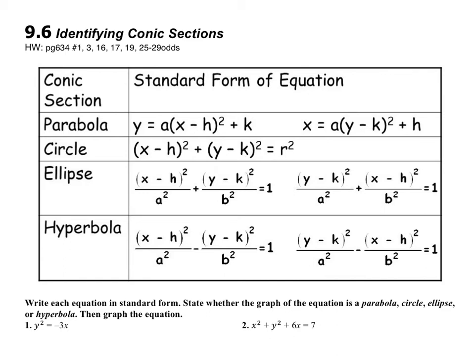9.6 is a combination of 9.2 through 9.5. So in 9.2 we learned about parabolas, and you could see the equation of a parabola. 9.3 was circles, and then we just learned 9.4 and 9.5. At the end of the 9.5 video, I taught you guys how to tell an ellipse and a hyperbola apart from the equation.